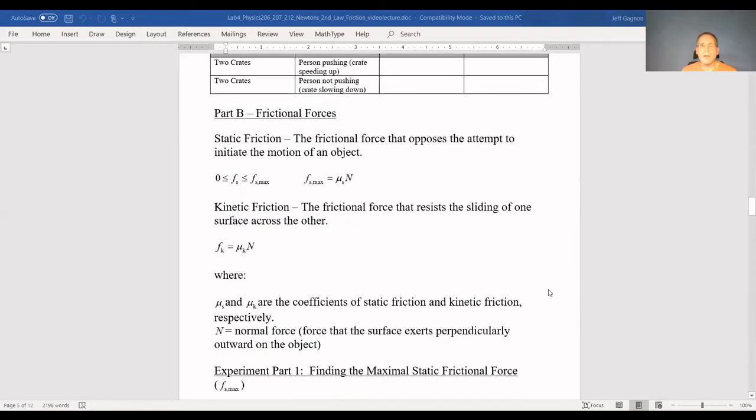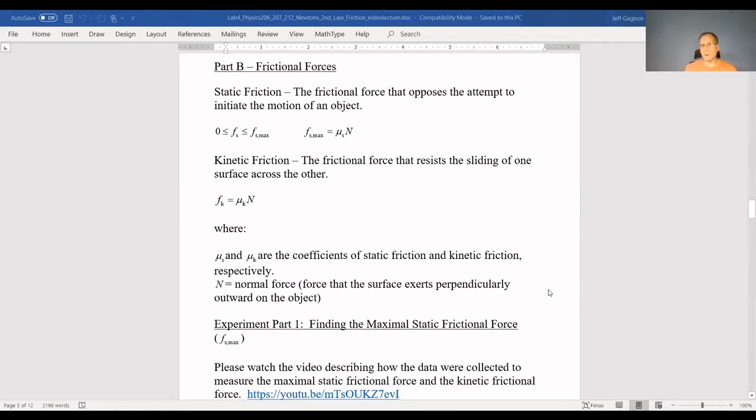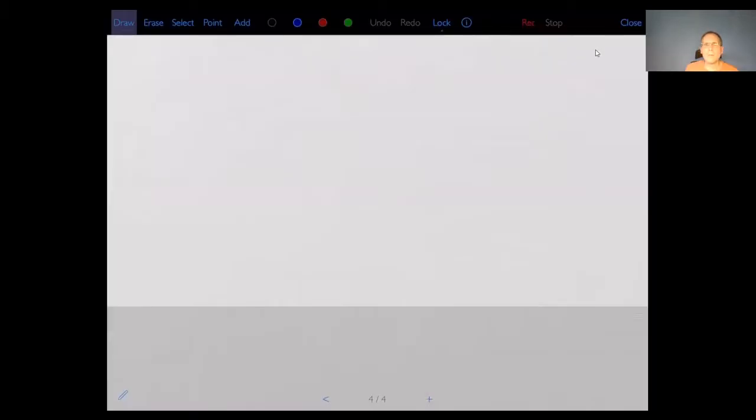Okay, the next part of the lab is on frictional forces. So let me go back over to the iPad and describe friction and frictional forces. First situation, let's say we have an object on a flat surface. So we're going to have a wooden cart on that wooden track, which is kept horizontal, so it's a flat surface.